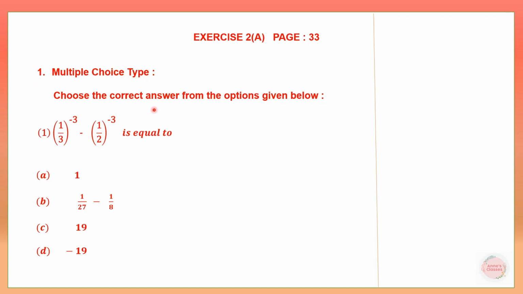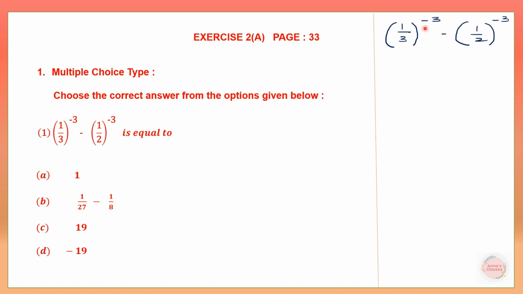Question 1 here, choose the correct answer from the options given below. So the first question is 1 by 3 raised to the power of minus 3 minus 1 by 2 raised to the power of minus 3. Now this is equal to one of these answers. So we are going to work this out here. So let's do that. So we have the question here.